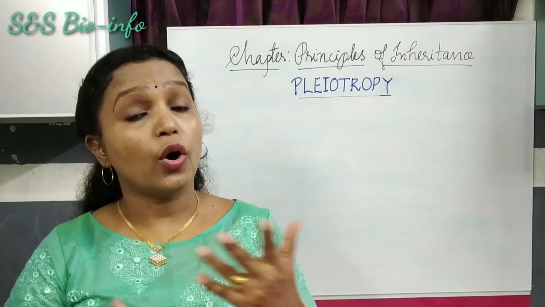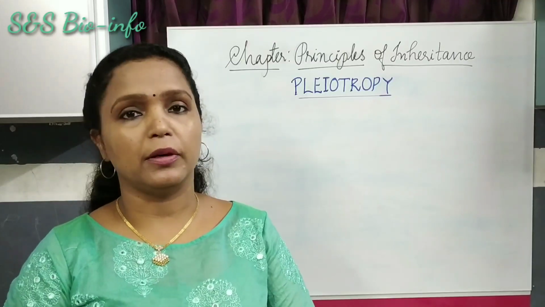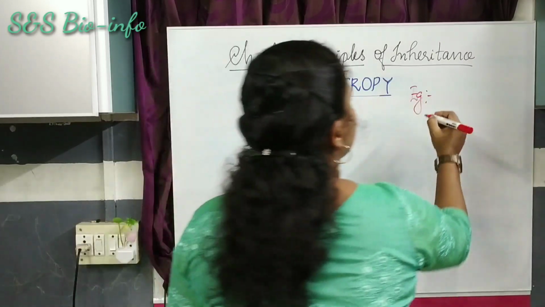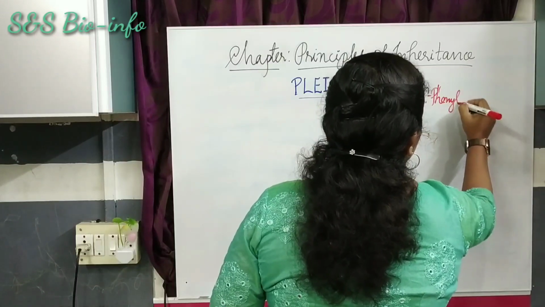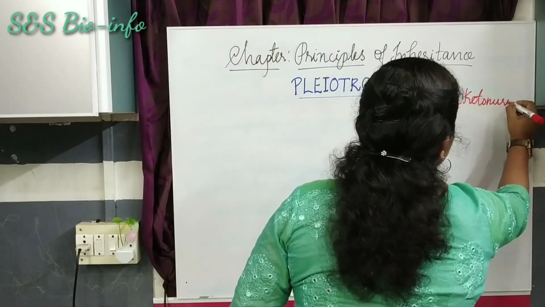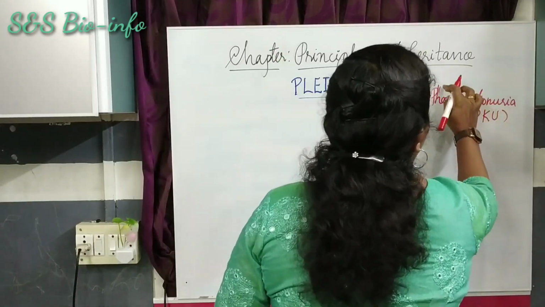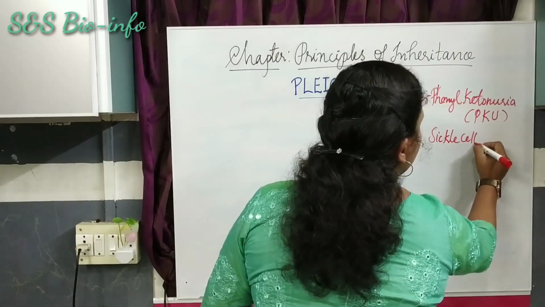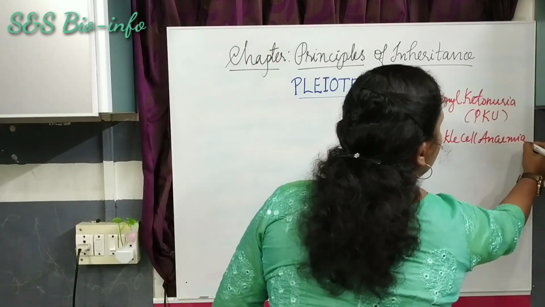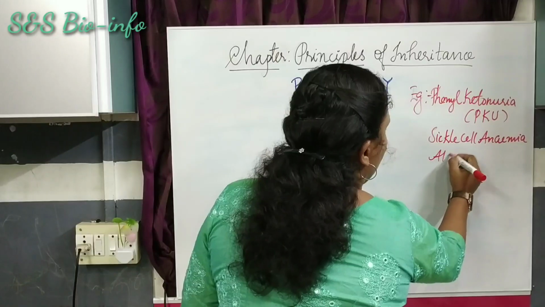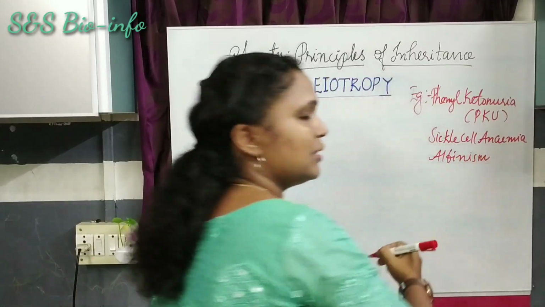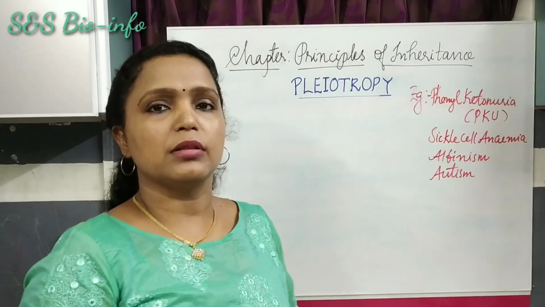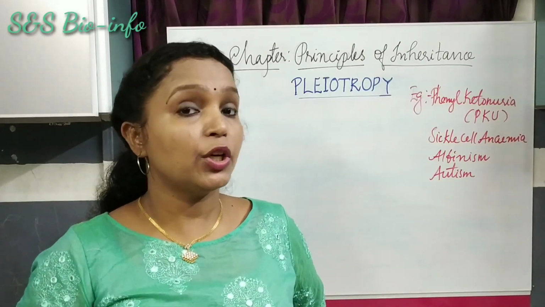Pleiotropy can be seen in all categories of living organisms, including human beings. For example, phenylketonuria or PKU, sickle cell anemia, albinism, certain kinds of autism. These are some examples of pleiotropic effect that can be seen among human individuals.